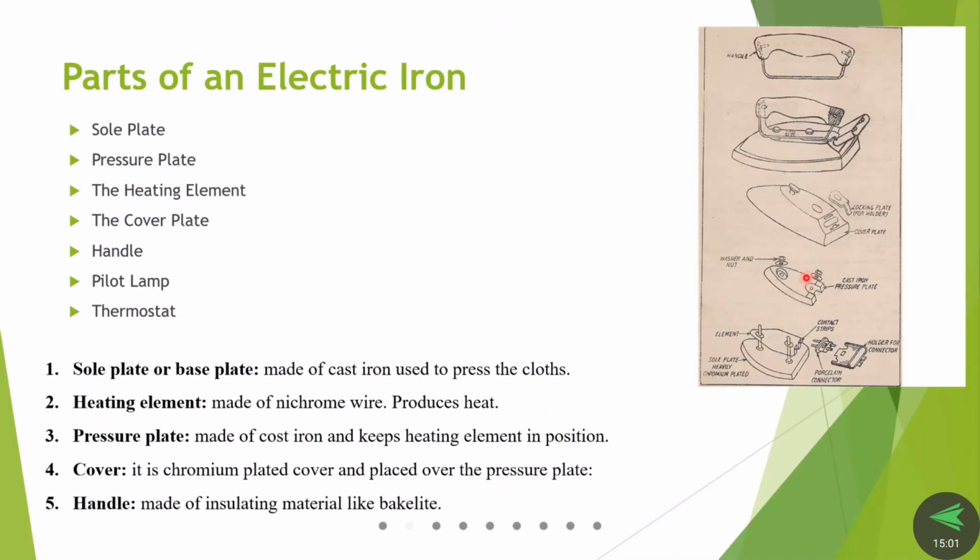Then after that we have the remaining constructions or arrangements. So first the sole plate is placed, then the element, then the pressure plate, then the cover plate, then after that the handle is placed. In the circuit, the thermostat is placed, and a pilot lamp is also connected in series with that. The need of the pilot lamp is that it indicates whether the power is going or not, whether the power is in the on or off condition.